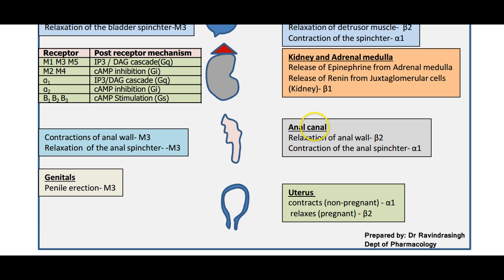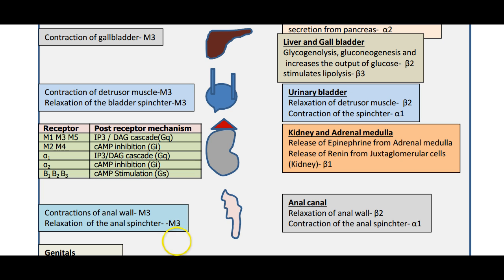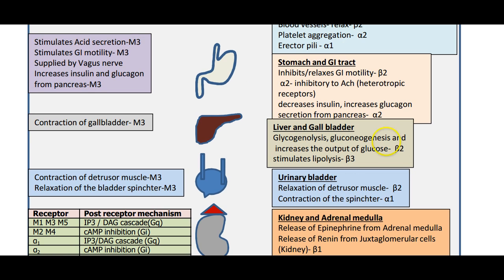All right. So now let's move on to the other places where beta 2 receptors are present. Beta 2 is also present in the liver. In the liver, it causes glycogenolysis, gluconeogenesis, and also increases the output of glucose. So this is again a sympathetic effect in the liver, which is mediated by beta 2 receptors.